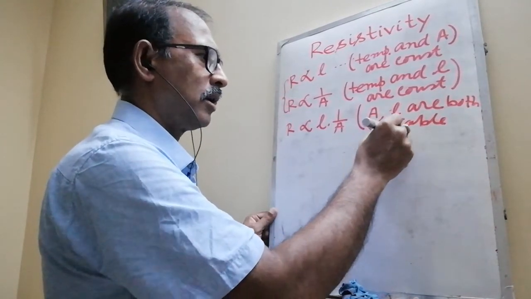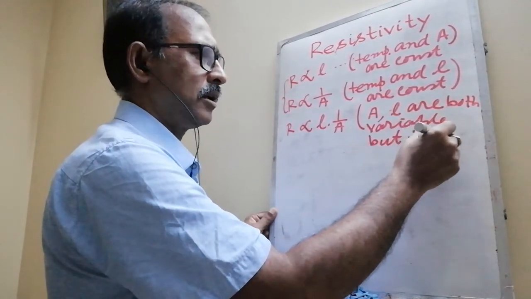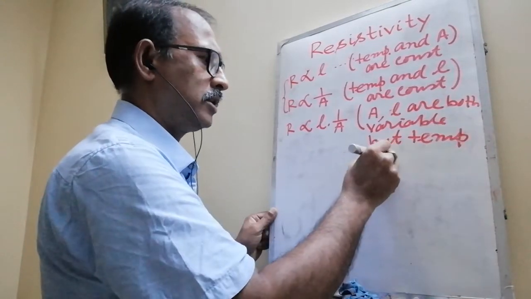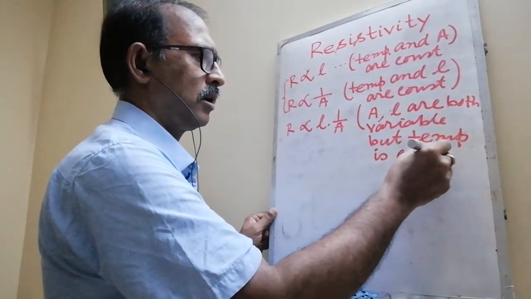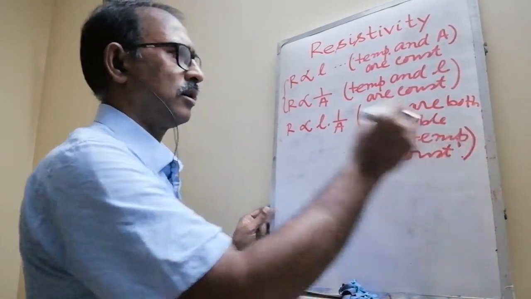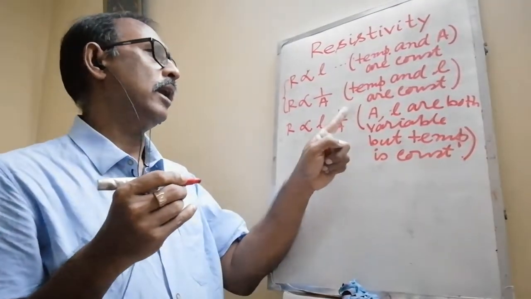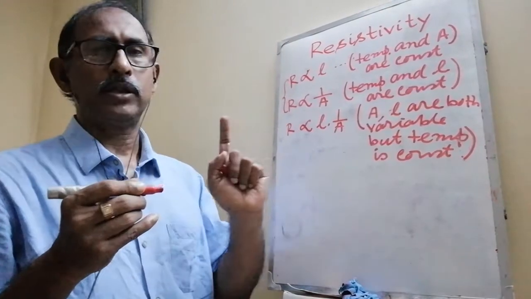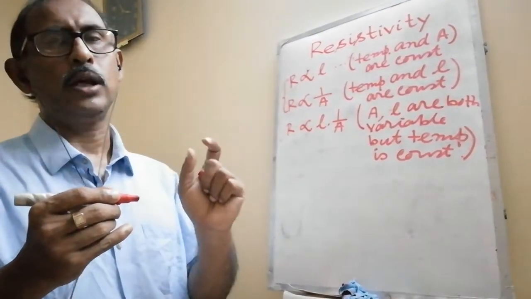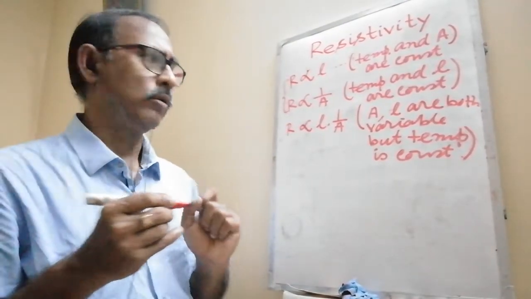Here, cross section and length are both variable, but the temperature is constant. Only the temperature is constant, while the cross section and the length of the conductor are variable.